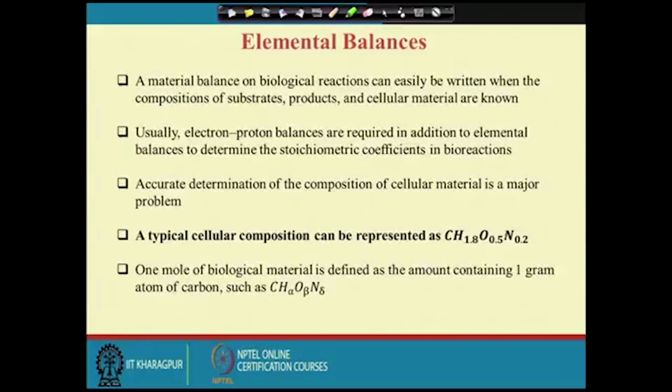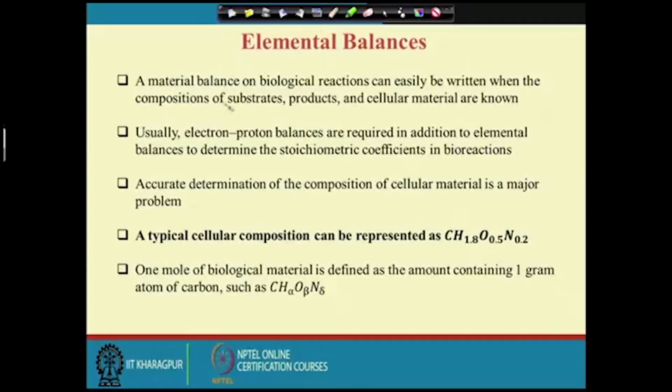When you do the stoichiometry of the bioprocess, we have to do some elemental analysis. Through this elemental analysis we can find out how much of the substrate molecule reacts with how much of A, B, C, D; that is, how much of A reacts with how much of B to give how much of C and how much of D. So we have some kind of elemental analysis.